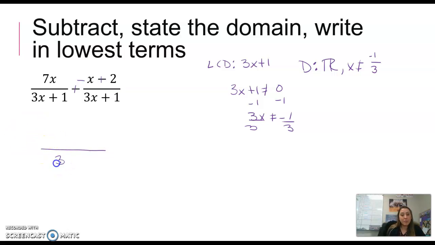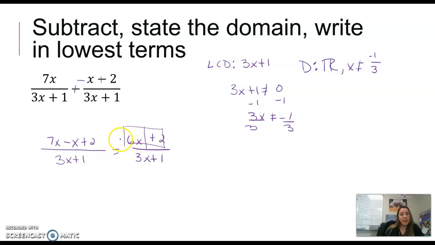I have my lowest common denominator, and then I'm going to end up with 7x plus minus, so minus x plus 2, which is going to be equal to, so now I can combine my like terms, which gives me a 6x, because 7x minus 1x is 6x plus 2 over 3x plus 1. Now I'm down to that last step, step 6, where I want to see if I can factor the numerator, which I can. I can do a greatest common factor.